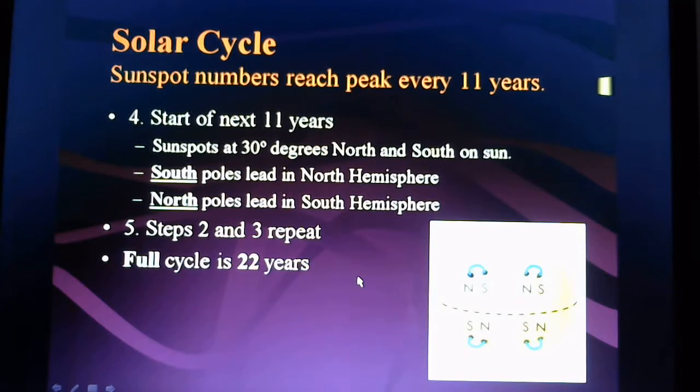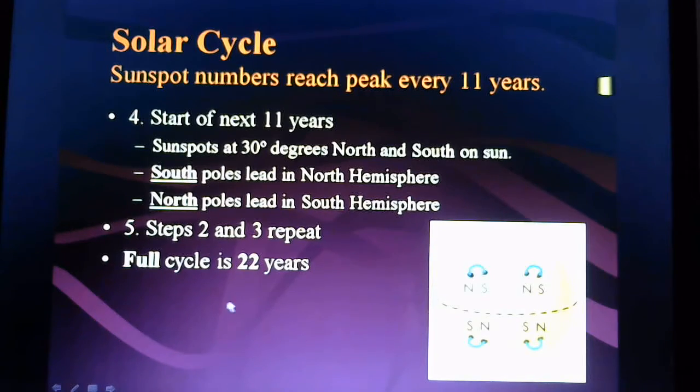So until we get back to the beginning of the cycle that we started with, we have not gone through a full cycle. The sunspots have to form closer and closer to the equator again until they disappear, and then they have to reappear with North Pole sunspots leading in the North Hemisphere like we started. That would mean we would have gone twice through sunspots reaching a peak every 11 years, and that means that a full solar cycle is 22 years, 2 of these times when the sunspot numbers reach their peak.